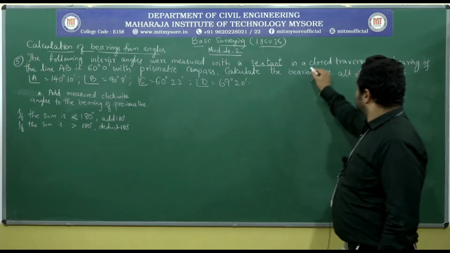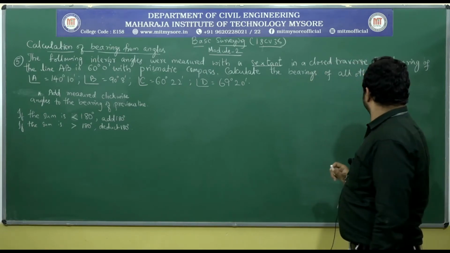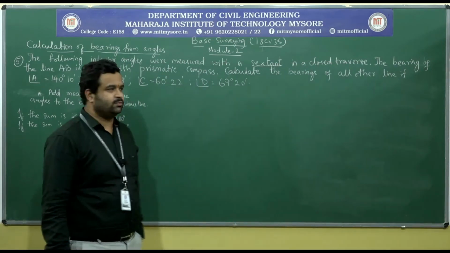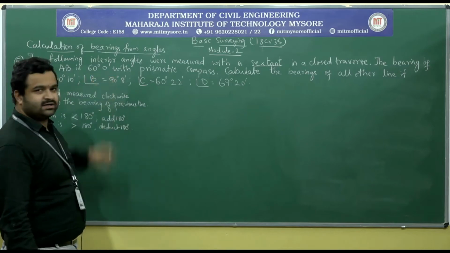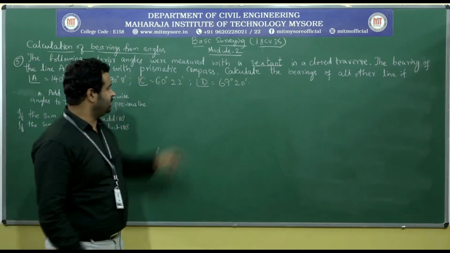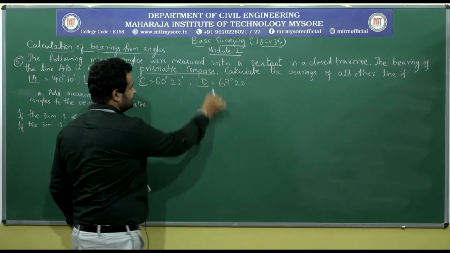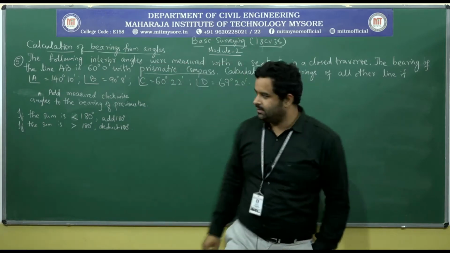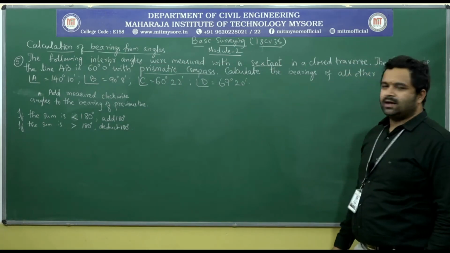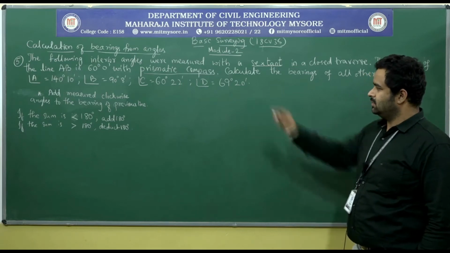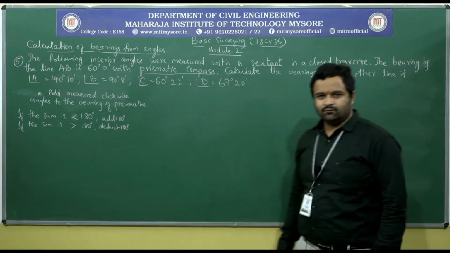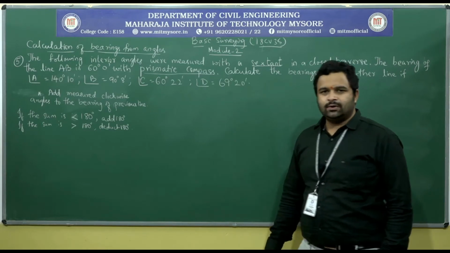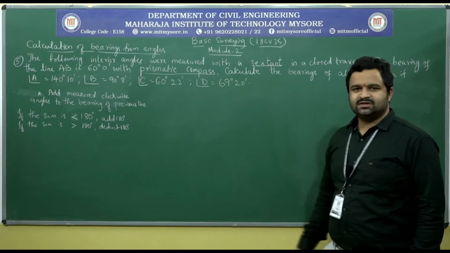So in a closed traverse, the bearing of the line AB is given as 60 degrees 0 minutes. It is measured with a prismatic compass. Prismatic compass is used to measure the bearing of the line. Calculate the bearings of all other lines if the included angles are as written here: angle A is equal to 140 degrees 10 minutes, angle B is equal to 90 degrees 8 minutes, angle C is equal to 60 degrees 22 minutes, and angle D is equal to 69 degrees 20 minutes.